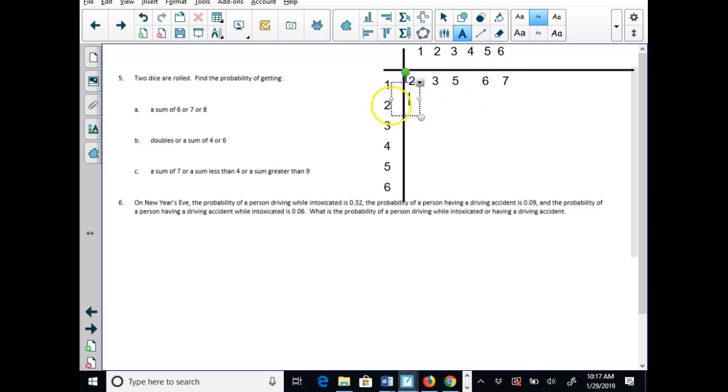So here, a 2 and a 1 together is 3. A 2 and a 2 together is 4. And you keep going, filling that table out. A 2 and a 3 together is 5. So on and so forth. Hopefully that makes sense. And again, I'll answer any questions tomorrow.